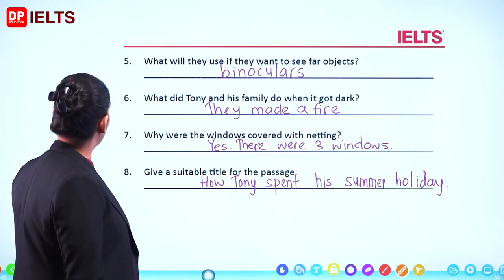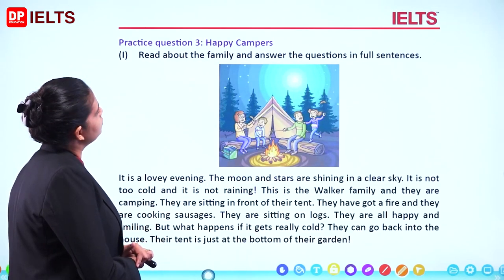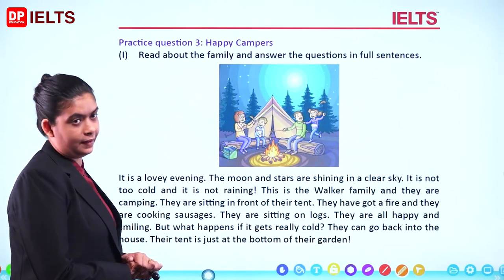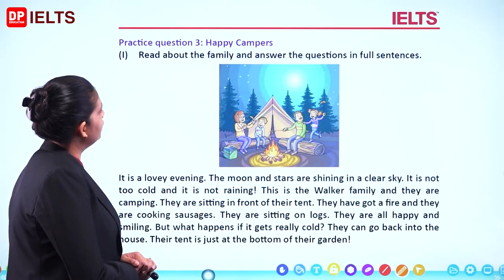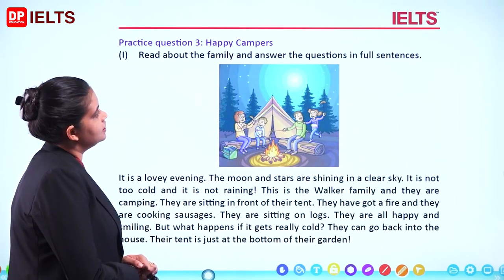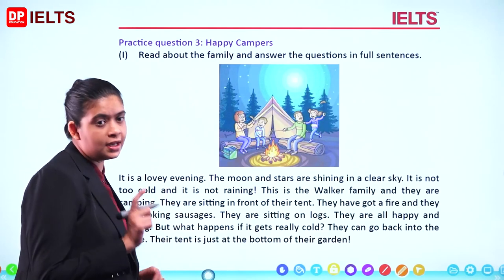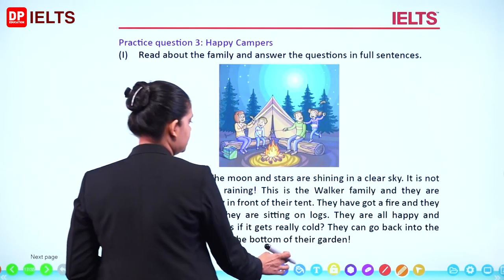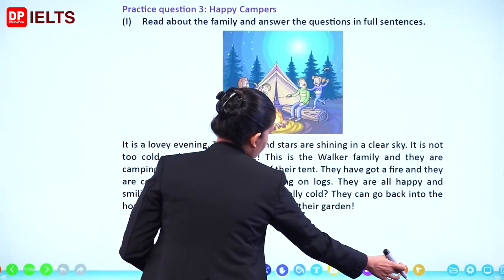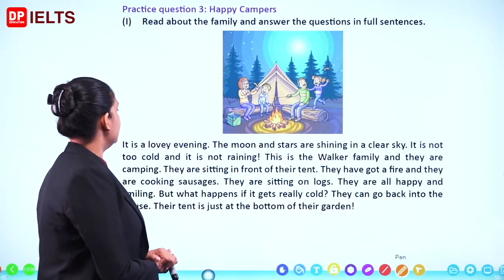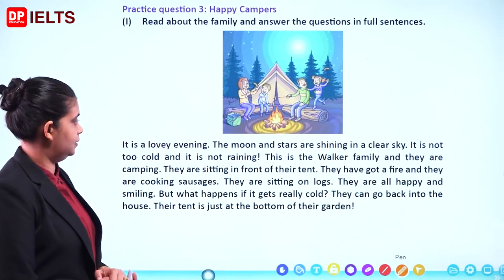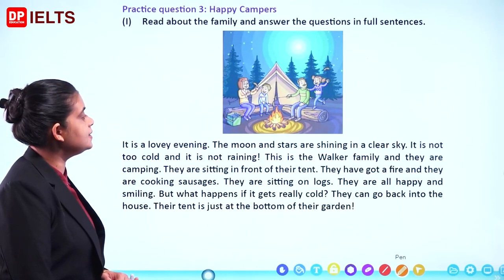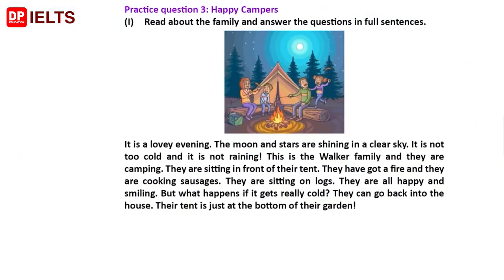Alright, so moving on. Practice question 3. Happy Campers. Read about the family and answer the questions in full sentences, right? Let's read and see. It is a lovely evening. The moon and stars are shining in a clear sky.